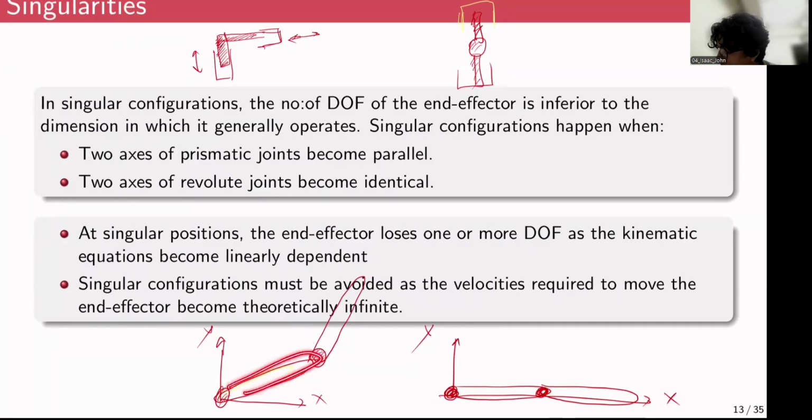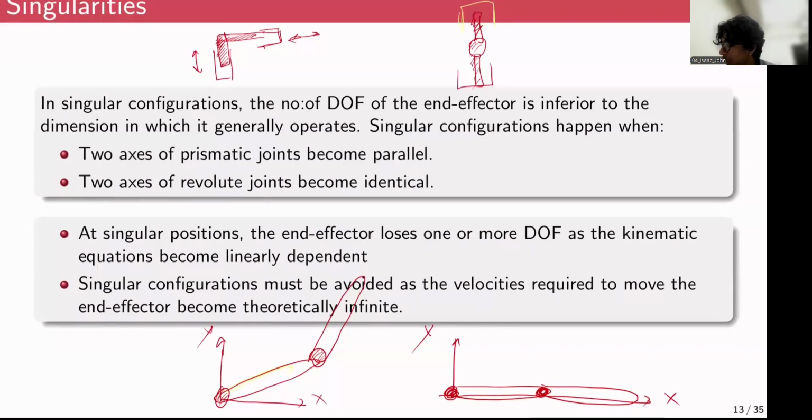But in any arbitrary position, something like this, I can have two components of velocity, one maybe like this or one maybe like this. So you can have velocities in any direction as a linear combination of two independent velocities. But in this case, you cannot have a velocity along x direction, right? Because it's fully stretched. It cannot stretch any further. So that is a singular configuration, right?